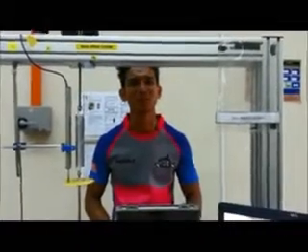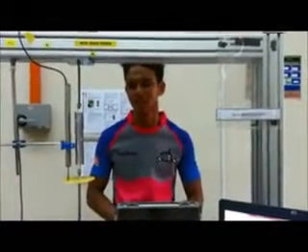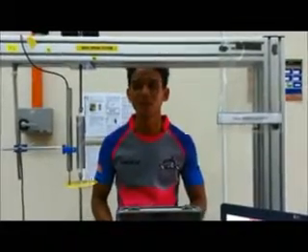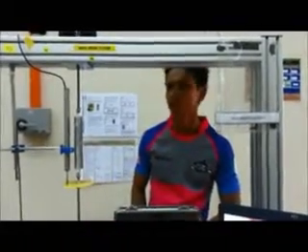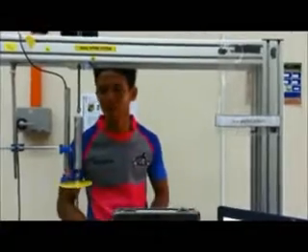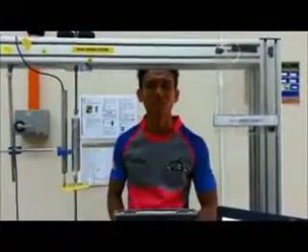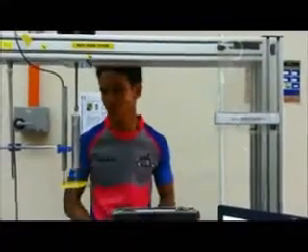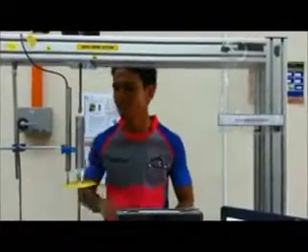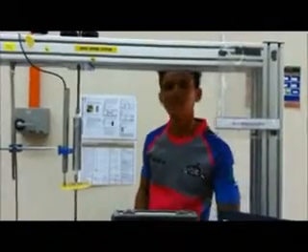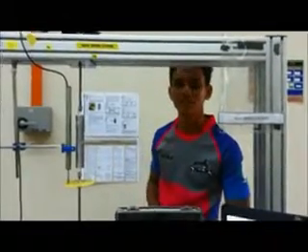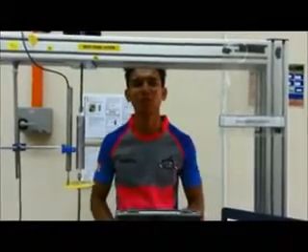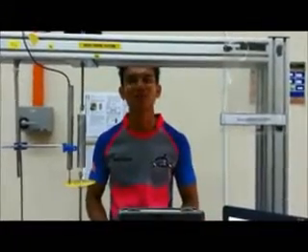Now I would like to explain about my experiment, that is single degree of freedom of free vibration. Why do we call it free vibration? Because there is no external force applied on the system, and the sensor used is LVDT. This is the LVDT, or linear variable displacement transducer. The function of the LVDT is to measure the displacement of the system.